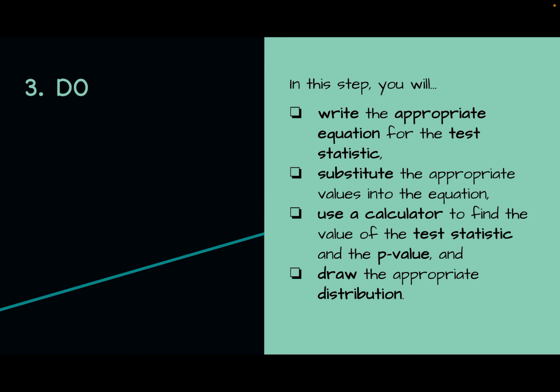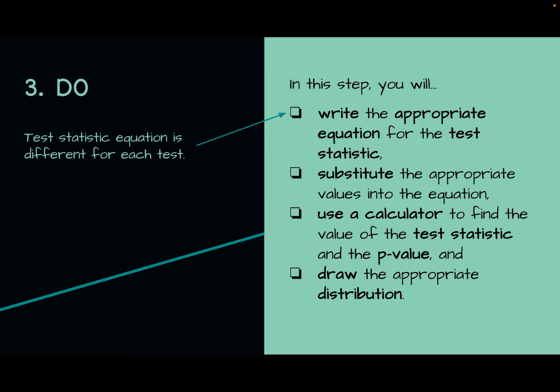In addition to these calculations, you should draw the appropriate distribution and mark where that test statistic sits and shade the appropriate tails in. And that's going to feel very similar to what we did for confidence intervals. If you used the Z for your test, you should draw a standard normal distribution. If it was a student t-test, you should draw the t-curve.